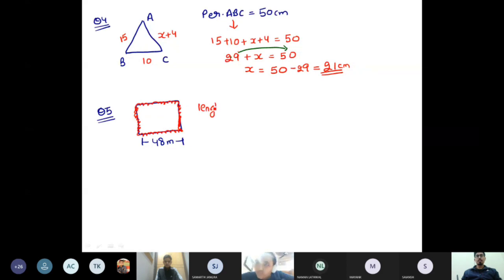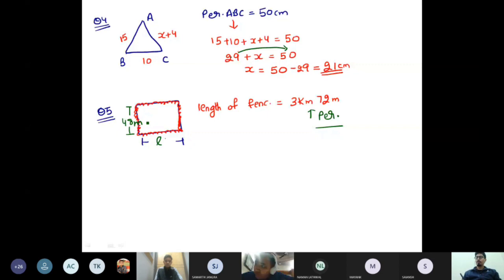The length of the fencing, or the wire, is 3 kilometer and 72 meter. Students, can I say that this is the perimeter? Yes, because fencing is always done on the perimeter. We have to convert it to meter. I have to find out the length of the park. This 48 is the breadth. We don't know the length, so let it be L meter.